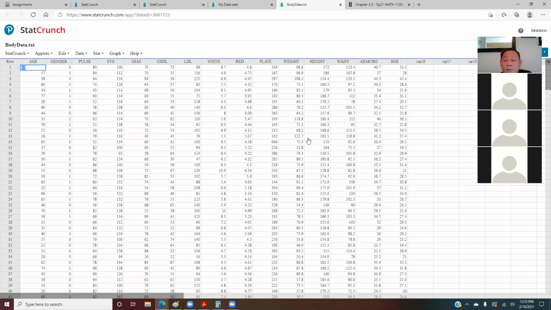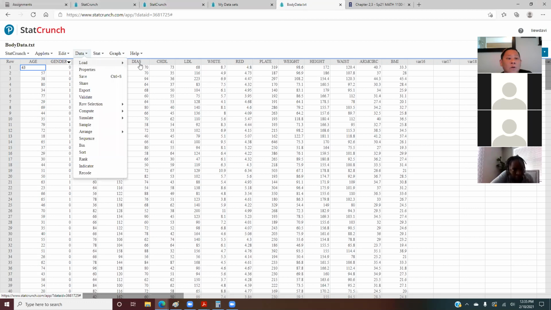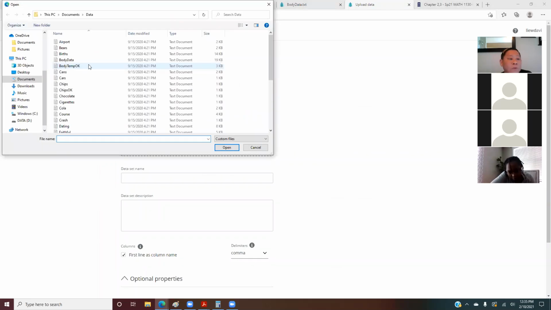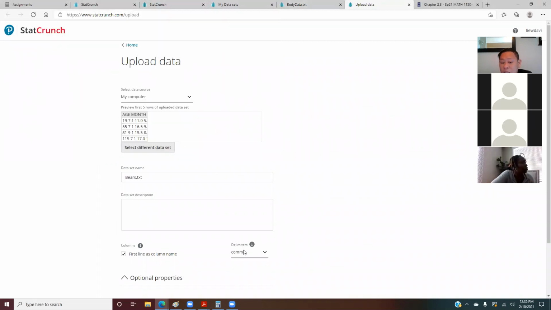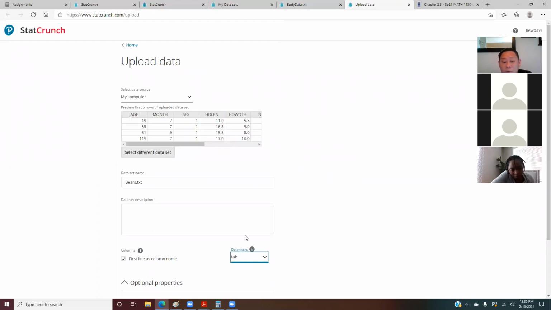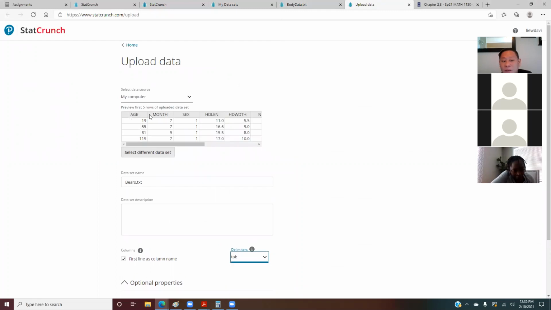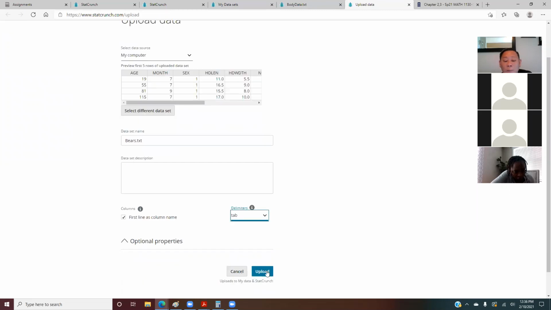Do you guys have any questions? How to upload your data into your StatCrunch? It's very easy. Go to data, go to load, go to from file, my computer, and then you browse it. And then you can pick any file you want, but make sure that for these delimiters, you have to change to tab. So you look something like that. If you put it in comma, it's all in one big column, so you have to pick tab. So they will be put in separate columns, and then you upload it.